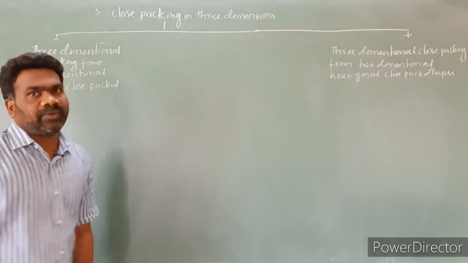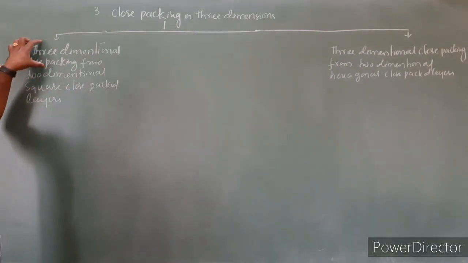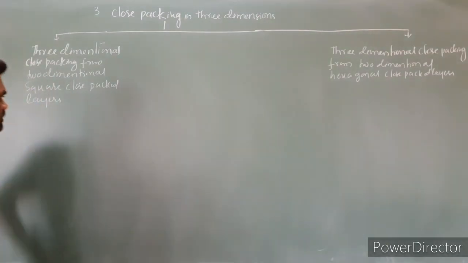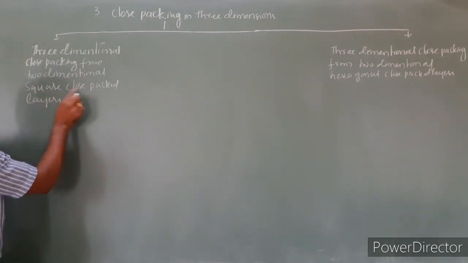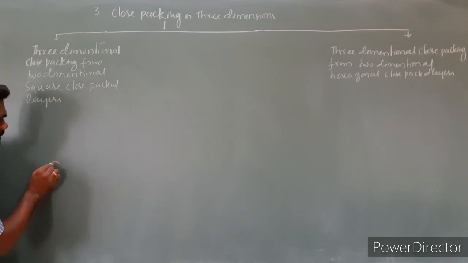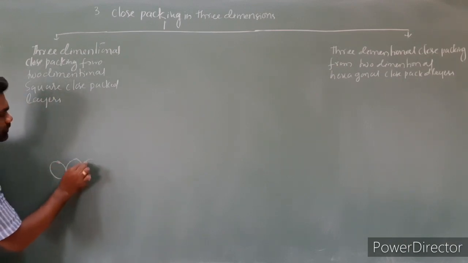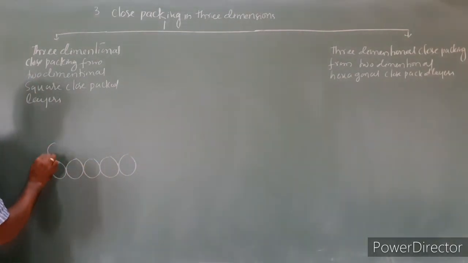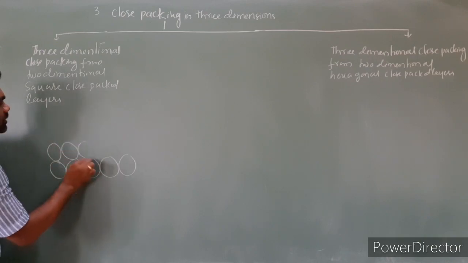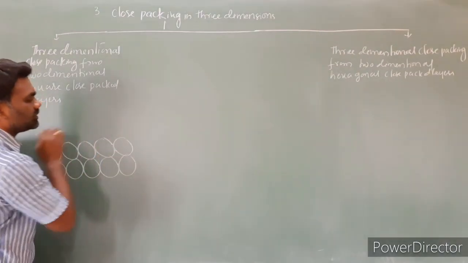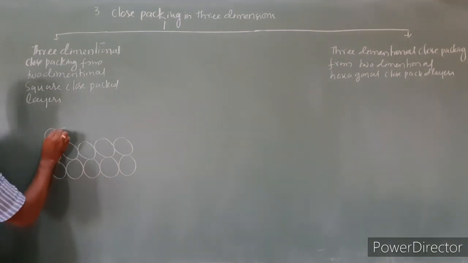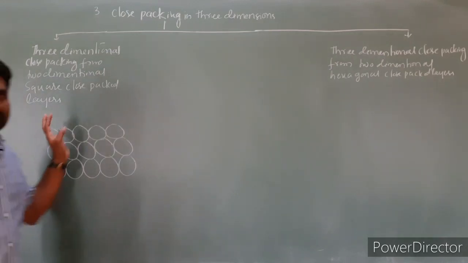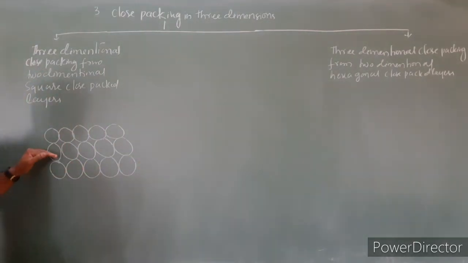Next, let us discuss them one by one in detail. Among them, the first one is 3-dimensional close packing from 2-dimensional square close packed layers. So first we have to take a 2-dimensional square close packed layer. So I am writing it. This is the first row, and this is the second row. I am taking one 2-dimensional layer, and this is the third row, and so on. We have to take many rows. So first row, second row, third row.